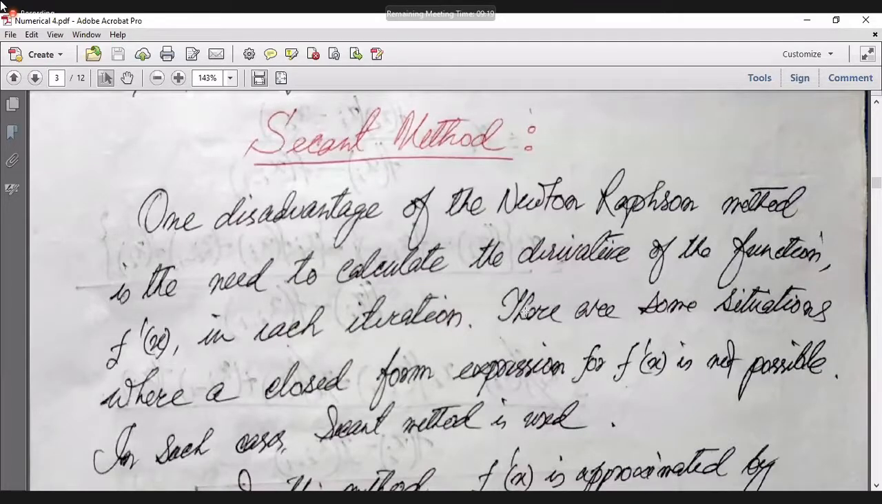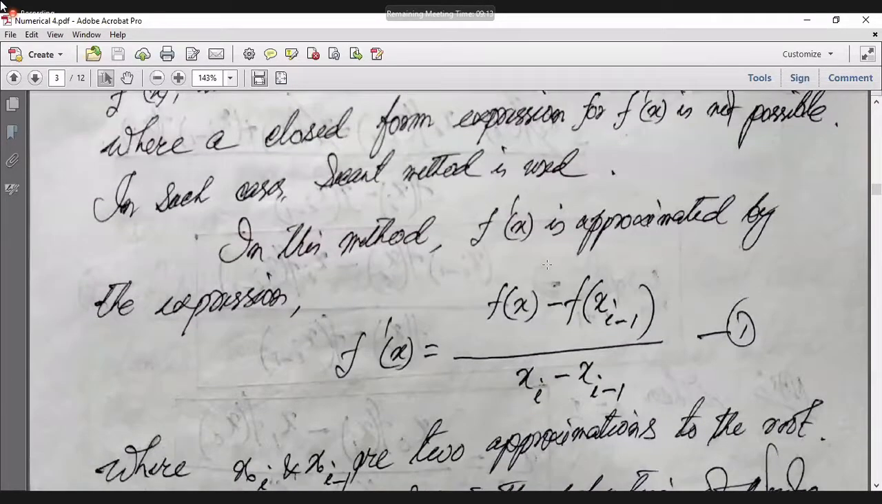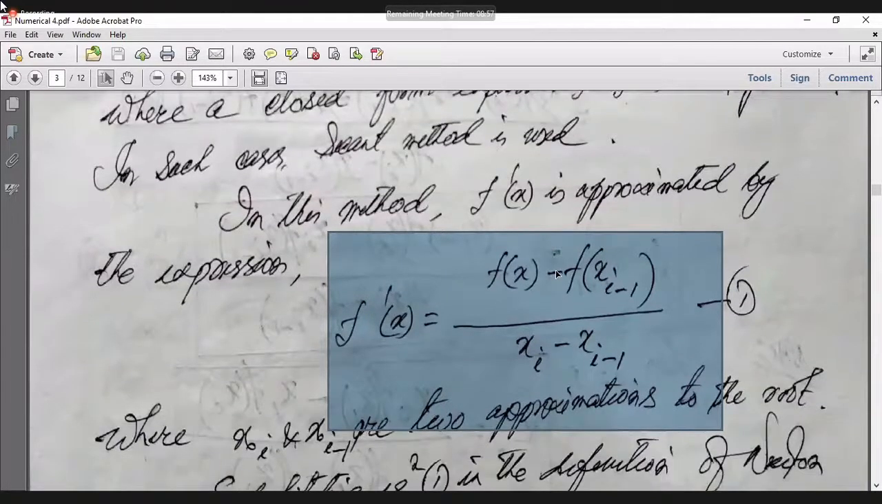What the secant method suggests is that instead of the derivative f prime of x, which we use in our Newton-Raphson method, it is better to approximate it using this definition. The derivative is substituted like this, where x and x minus 1 are two approximations of the root. So using this definition, what happens?